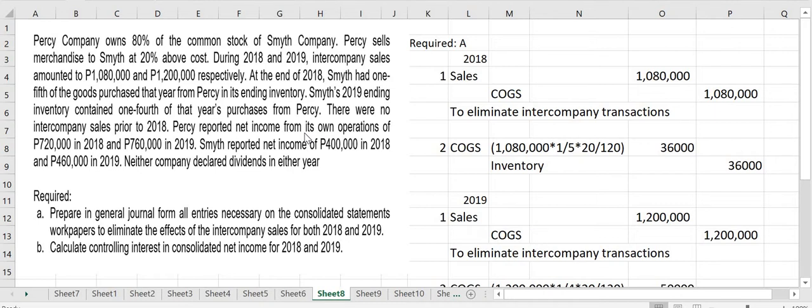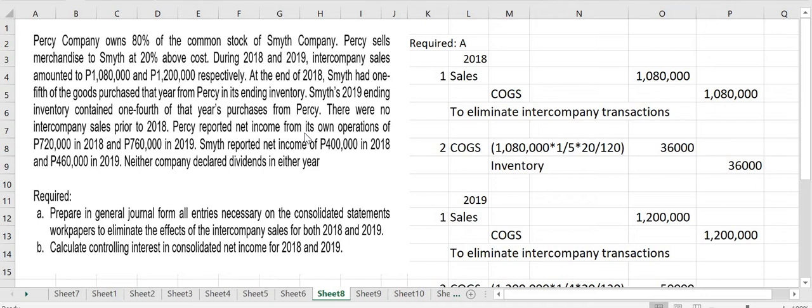Okay, so at the end of 2018, Smith had 1/5 of the goods purchased that year from Percy in its ending inventory. Also, Smith's 2019 ending inventory contained 1/4 of that year's purchases from Percy. There were no intercompany sales prior to 2018. Percy reported net income from its own operations of 720,000 in 2018 and 760,000 in 2019. Also, Smith reported net income of 400,000 in 2018 and 460,000 in 2019. Neither company declared dividends in either year.